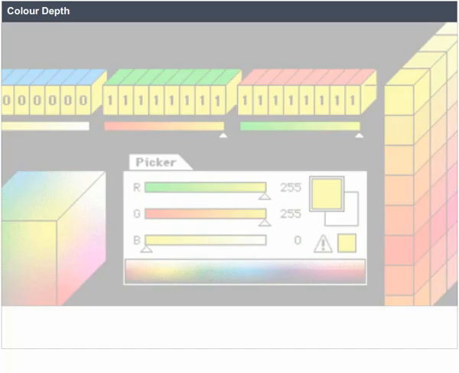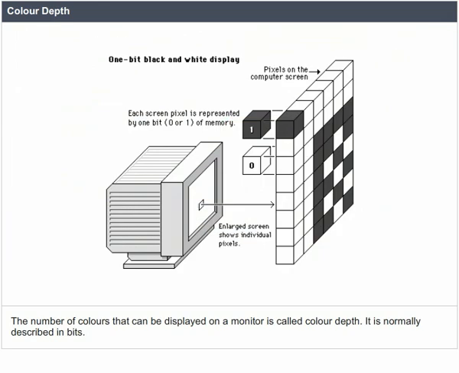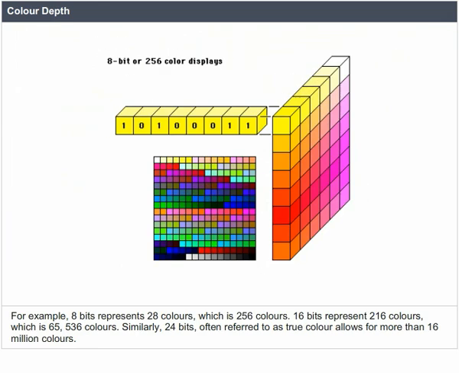Color depth. The number of colors that can be displayed on a monitor is called color depth. It is normally described in bits. For example, 8 bits represents 2^8 colors, which can display 256 colors. 16 bits represent 2^16 colors, which can display 65,536 colors. Similarly, 24 bits, often referred to as true color, allows for more than 16 million colors.